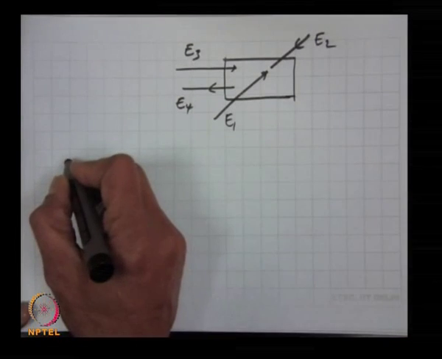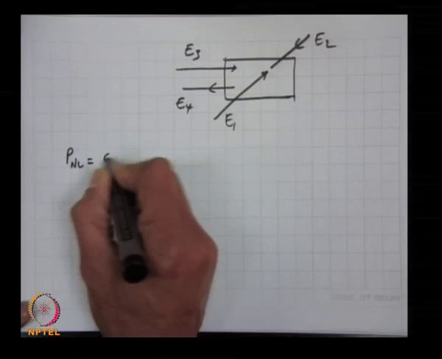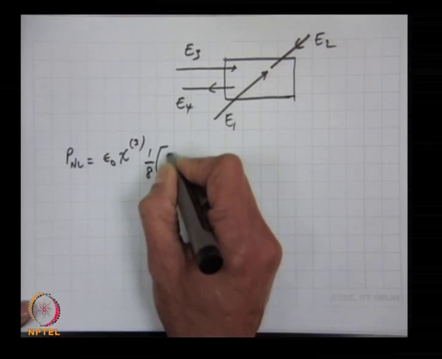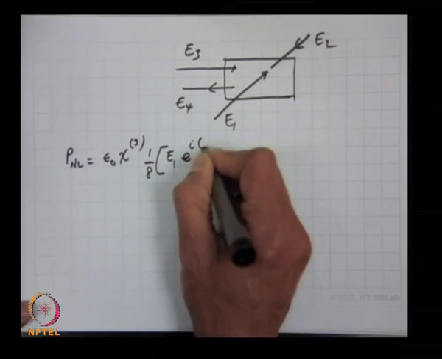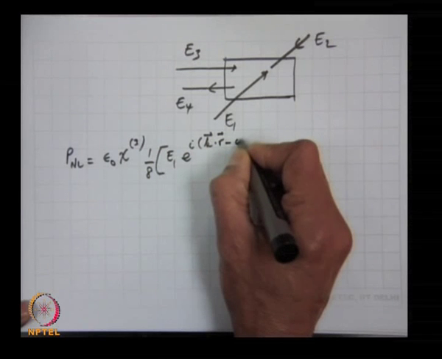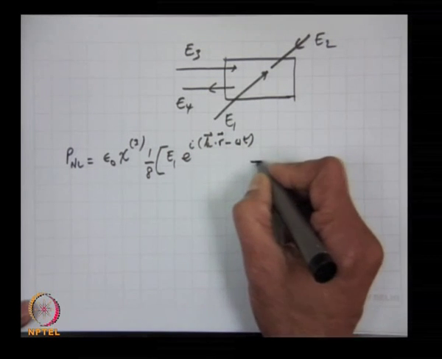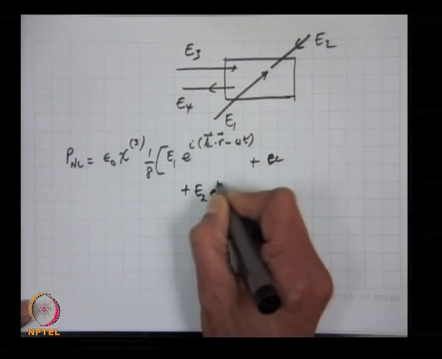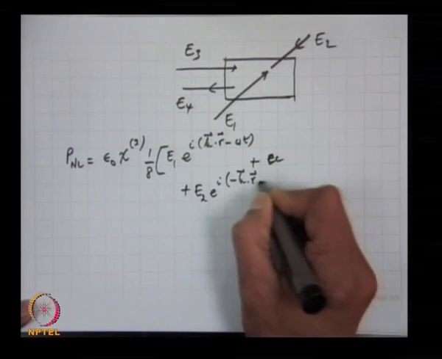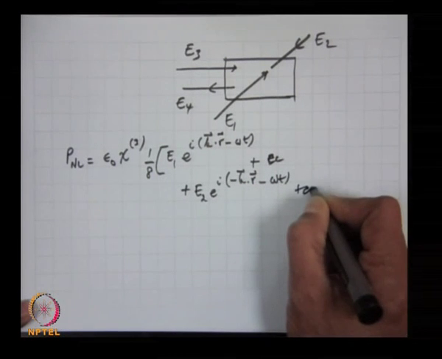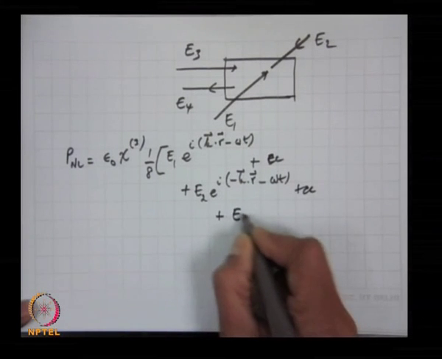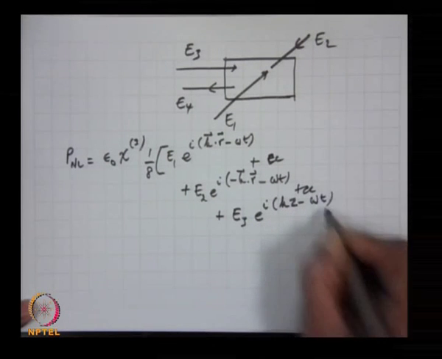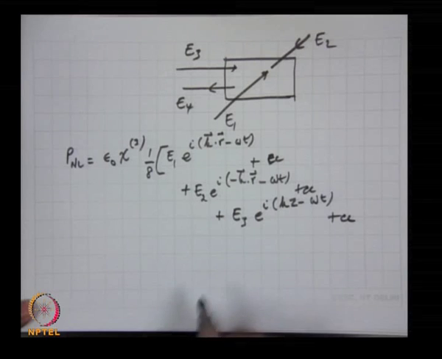So the total nonlinear polarization is given by epsilon 0 chi3 1 by 8 of, say, E1 exponential i (k dot r minus omega t), I am assuming all fields to have the same frequency, plus complex conjugate, plus E2 e to the power i (minus k dot r minus omega t) plus complex conjugate, plus E3 exponential i (kz minus omega t) plus complex conjugate. So this is the direction.